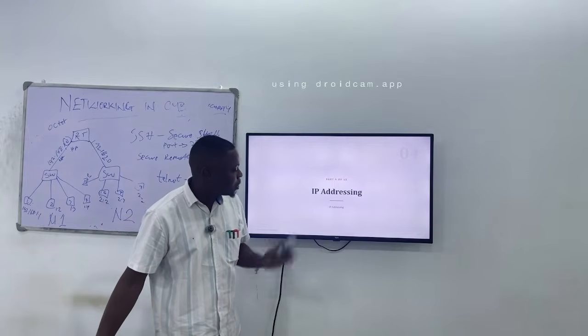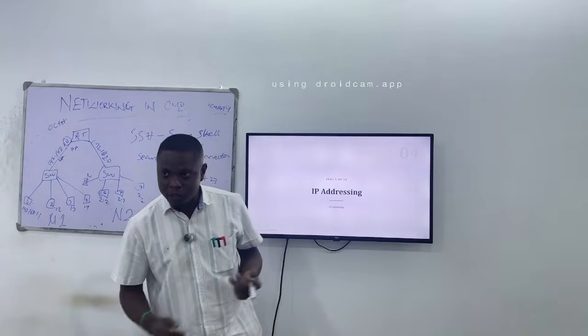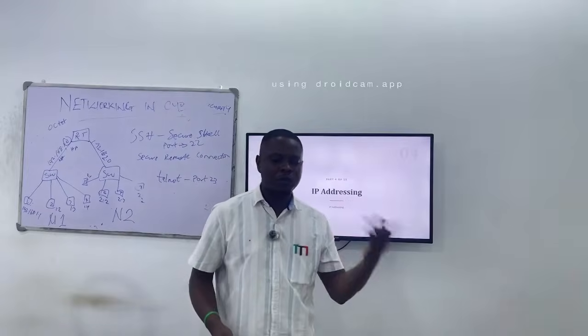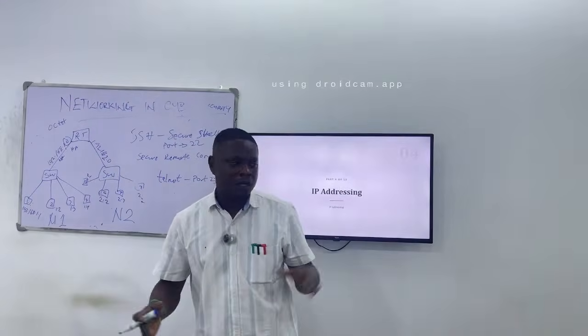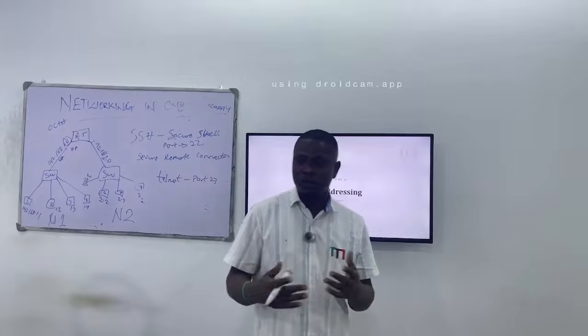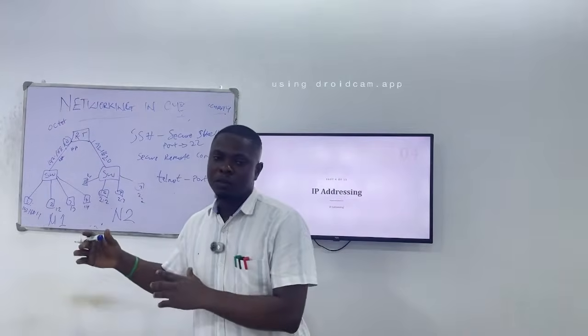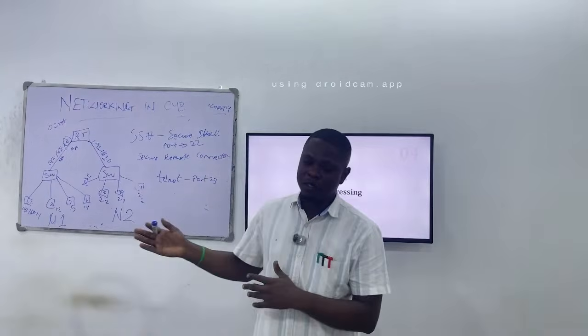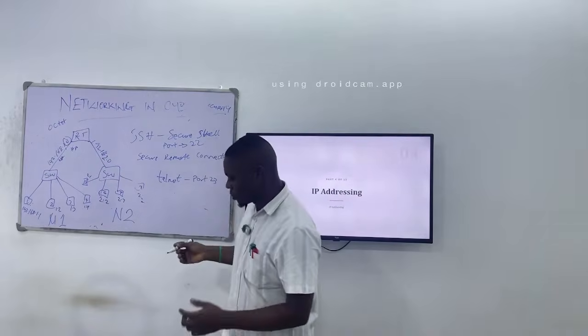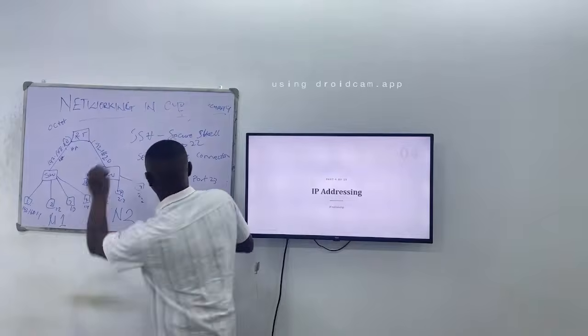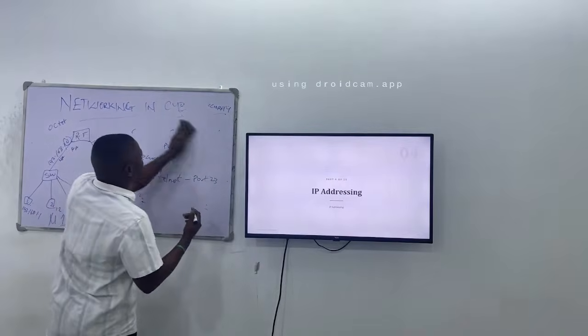Then IP addressing, which I've already talked about, right? So we have two versions of IP addresses. We have IPv4 and IPv6. IPv4 is a 32-bit IP address, while IPv6 is a 128-bit IP address. What it means now, an example of V6, just like this, V4, sorry.